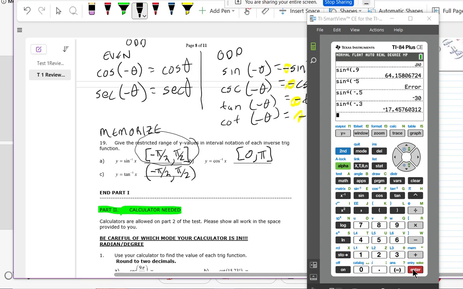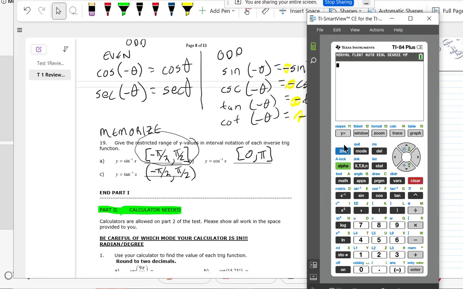So what it really means when you do an inverse sine is that you're going to get a quadrant 1 answer, a positive angle, and you will get a quadrant 4 answer, which is a negative angle. That's how that works. The tangent works the same way.